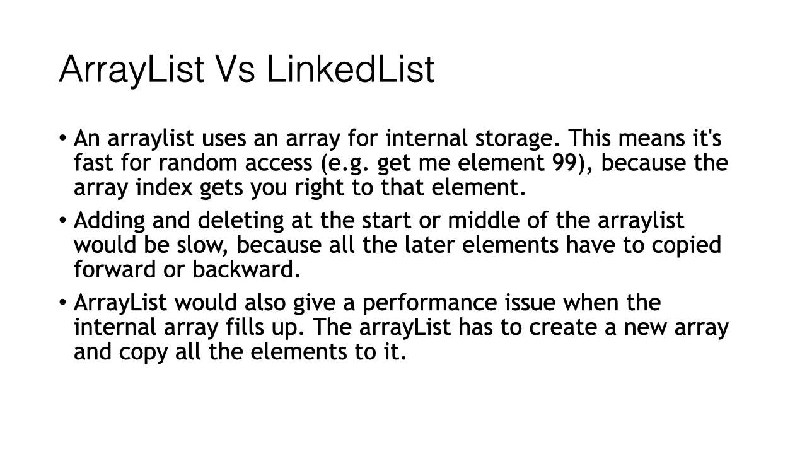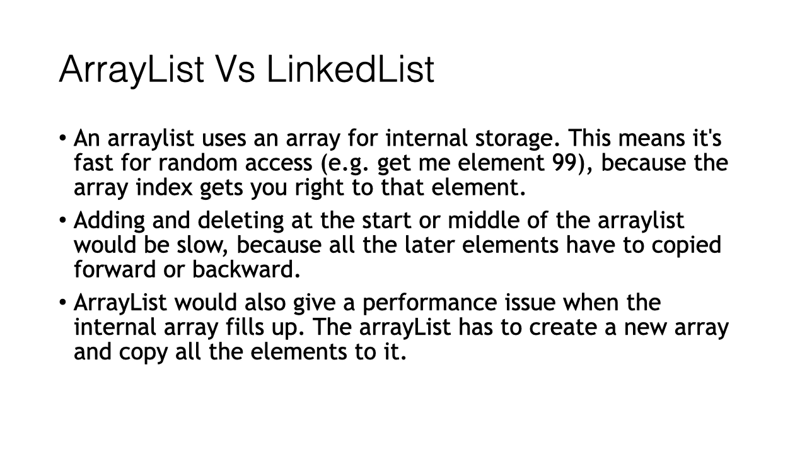So here are the links to the Oracle documentation sites for the list, array list, and linked list. So list is an abstract data type. That's a term we're going to use today: abstract data type. So, array lists versus linked lists. An array list uses an array for internal storage. That means it's fast for random access. Get me element 99, because it's an array, the index gets you to the right element.